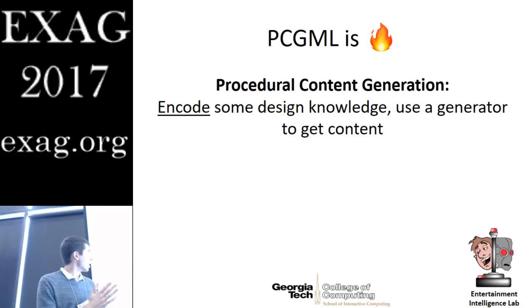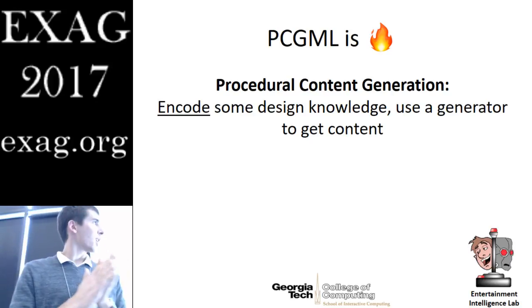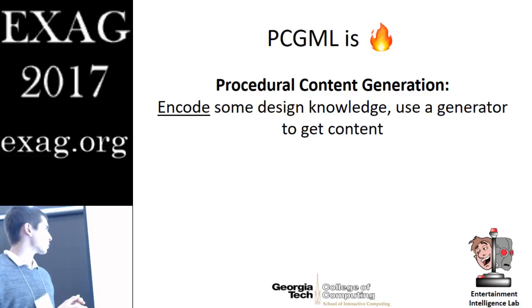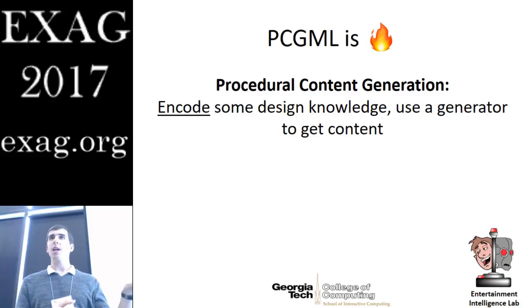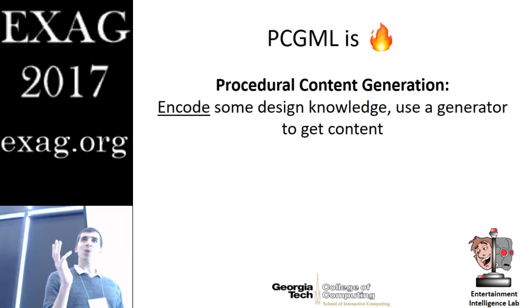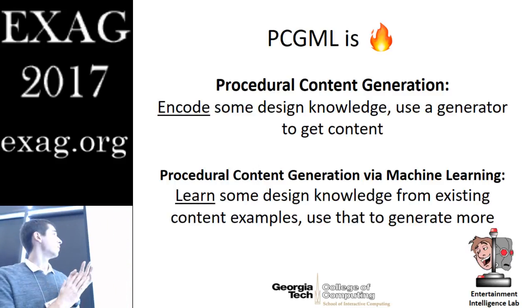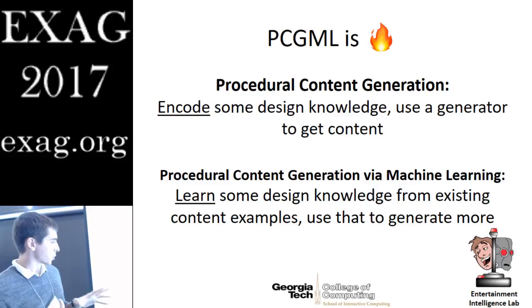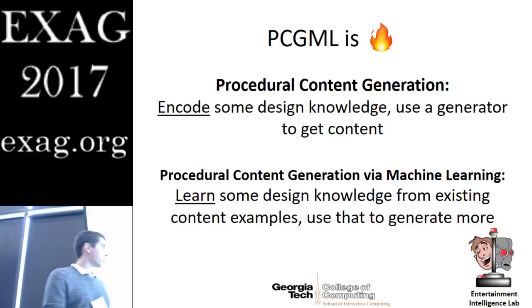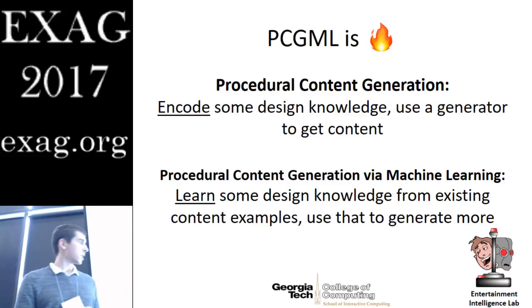Procedural content generation is this sort of framework that's come up a lot in the past 2 days, multiple times I would say, but I'll go ahead and redefine it because why not? The idea here is that we want to encode some design knowledge, whether that's in heuristics or rules or constraints, and we're going to use a generator of various different sorts to get some new content out of that. PCG-ML, or procedural content generation via machine learning, is this new hotness, thus the fire emoji, where instead what we're trying to do is we're going to learn some design knowledge or distribution over some possibilities of some designs from existing content examples, and then we're going to use that to generate some more.